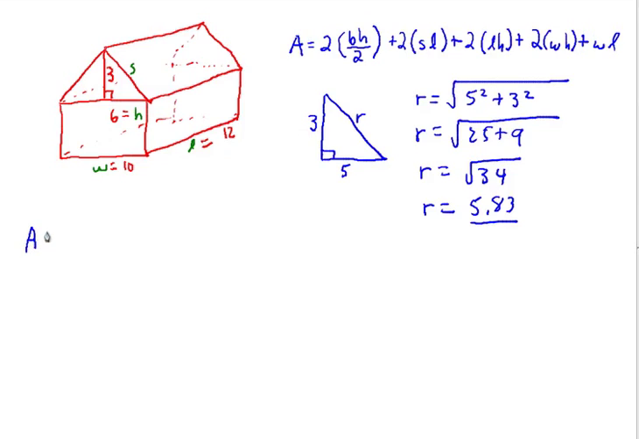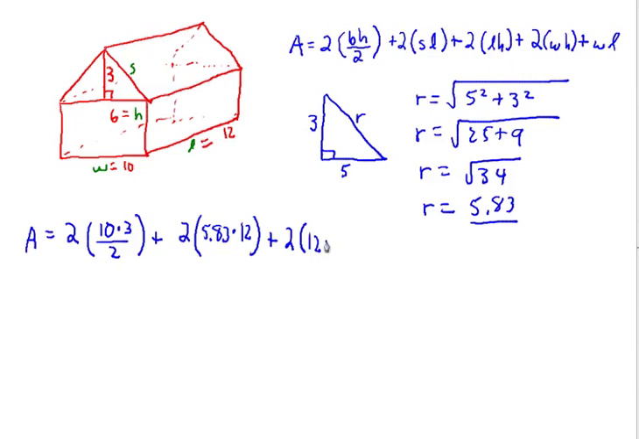So the area is going to be equal to 2 times the base, which is the width, 10, times the height of the triangle, times 3, divided by 2, plus 2 times the slant length, which is 5.83, multiplied by the length, which is 12, plus 2 times the length, again, which is 12, times the height, which is 6, plus 2 times the width, which is 10, multiplied by the height, which is 6, plus width, again, which is 10, multiplied by the length, which is 12.